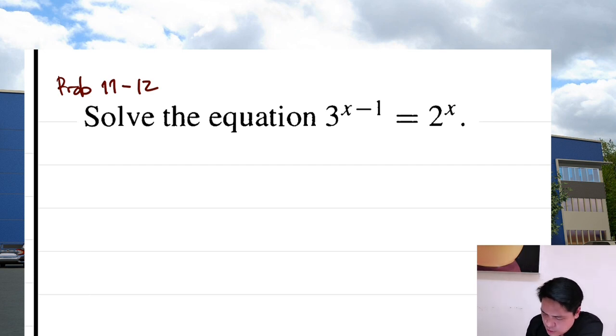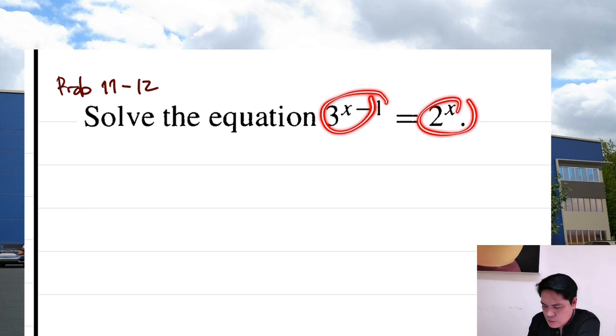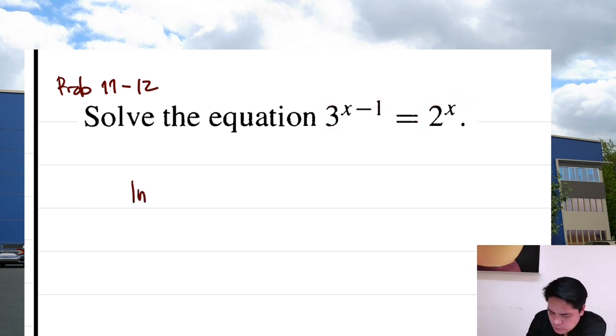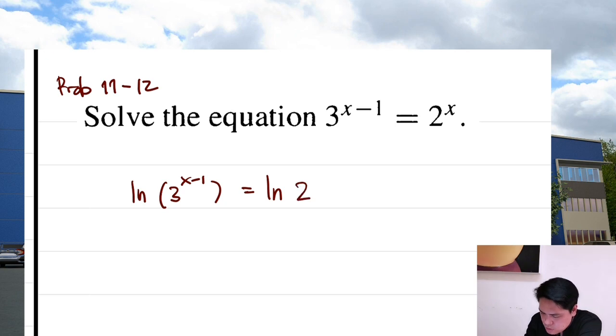So, if I use ln, ang gagawin ko, I'll apply ln both sides. So, take note, the word I used is apply, not multiply. Because we are not multiplying ln with this. We are applying ln. Okay? We are applying ln. ln, we apply that to 3 raised to x minus 1, we also apply ln to the other side para balance, 2 raised to x.